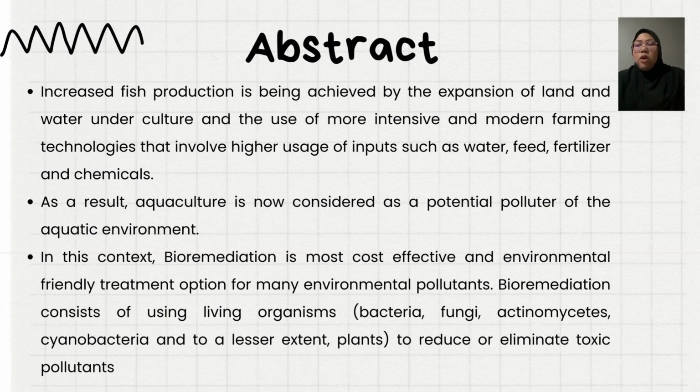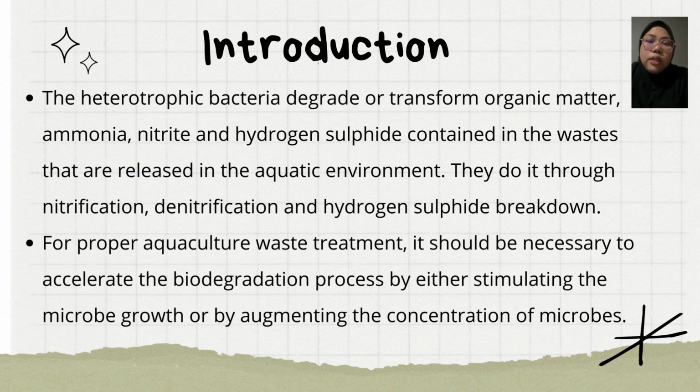Bioremediation consists of using living organisms such as bacteria, fungi, actinomycetes, cyanobacteria, and plants to reduce or eliminate toxic pollution. Next, the introduction for this topic: heterotrophic bacteria degrade or transform organic matter, ammonia, nitrate, and hydrogen sulfide contained in the waste that is released in the aquatic environment. They do it through nitrification, denitrification, and hydrogen sulfide breakdown.